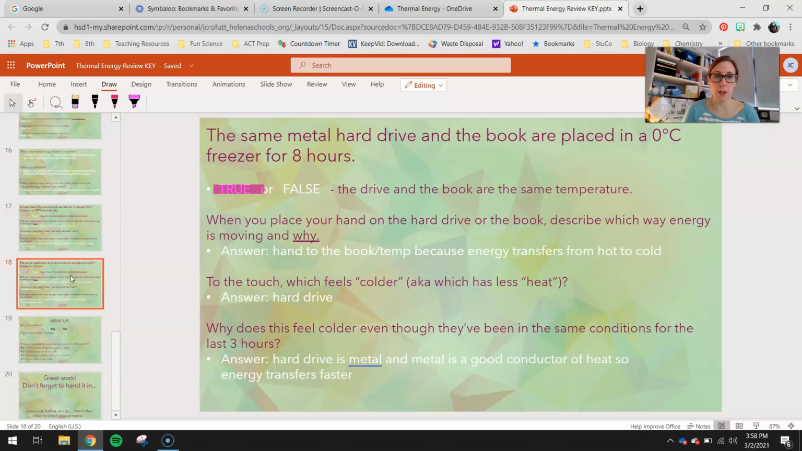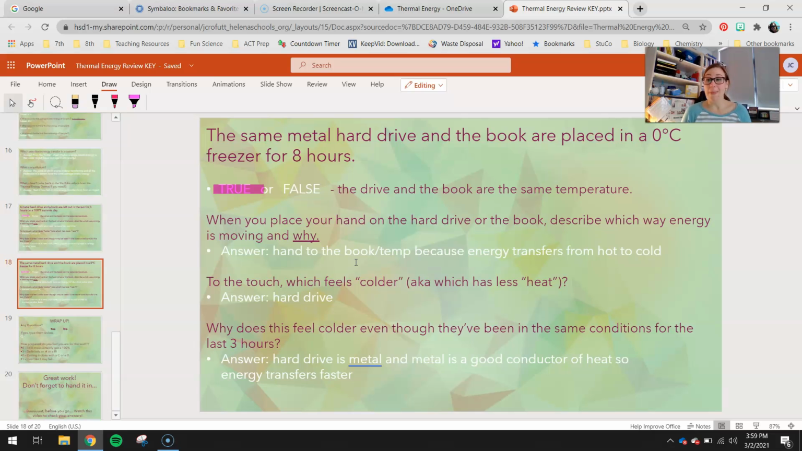Okay, same scenario here, but in a cold environment. They're left outside for 8 hours, 0 degrees Celsius. So true or false, the drive and the book are the same temperature. That is true. Okay, they're both at about 0 degrees Celsius. When you place your hand on the hard drive or the book, describe which way the energy is moving. I hope your hand is warmer than 0 degrees Celsius. So if you guys touch either of those, you should have energy moving out of your hand into the book or the hard drive. To the touch, which feels colder, again, the hard drive is going to feel colder.